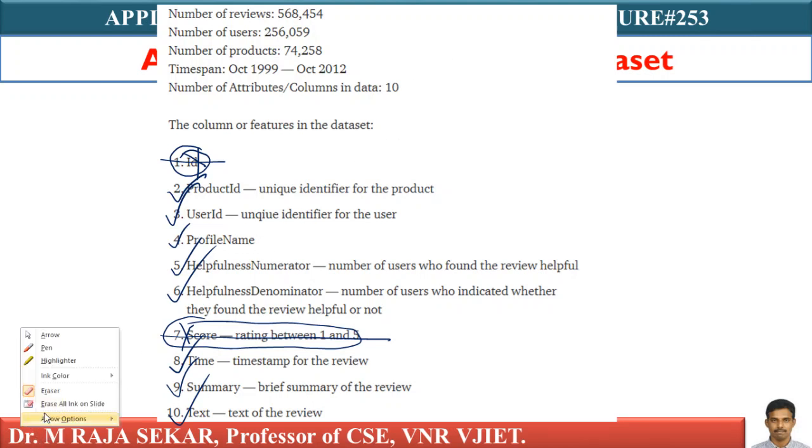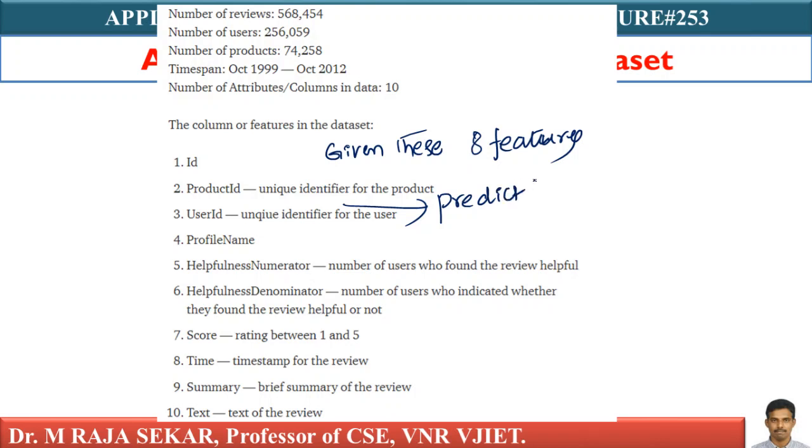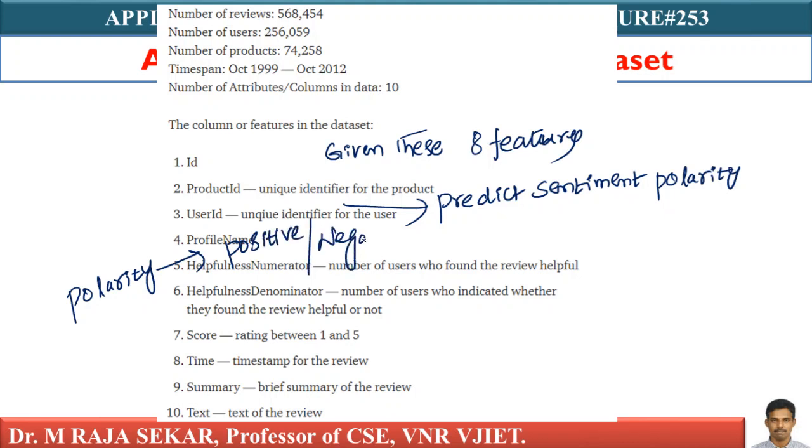Given these 8 features, or I can say 8 variables, what I have to do is predict sentiment polarity. Polarity means: is it a positive review or a negative review? That is polarity, isn't it? There is another name for negative review, that is critical review. That's what we discussed in our previous lectures, isn't it?